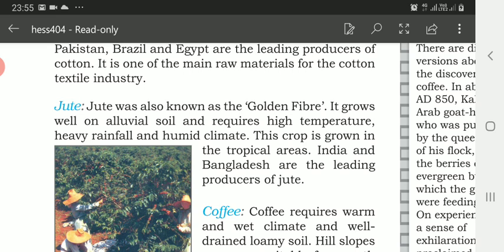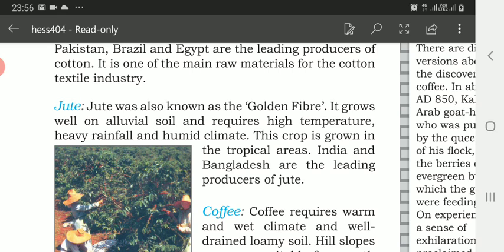So jute is also known as the golden fiber. Why is it called the golden fiber? Because its color looks like golden color, and therefore it is called the golden fiber. It grows well on alluvial soil. What kind of soil does it require? It requires alluvial soil, as well as high temperature, heavy rainfall, and, very importantly, a humid climate. For the proper growth of jute, it requires a humid climate.